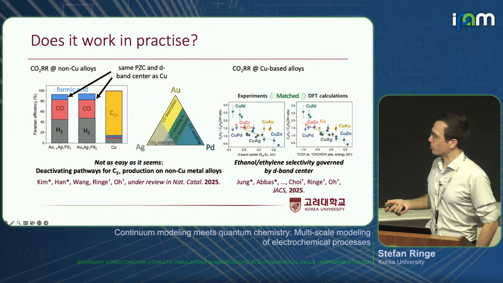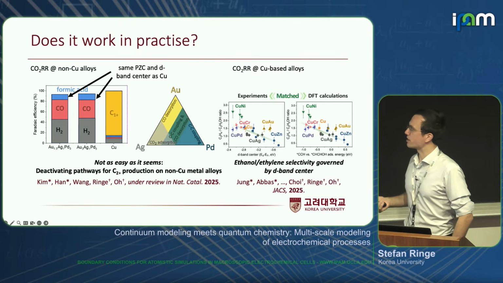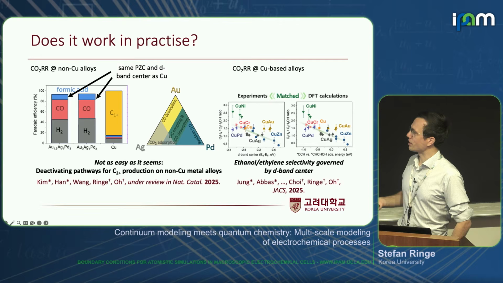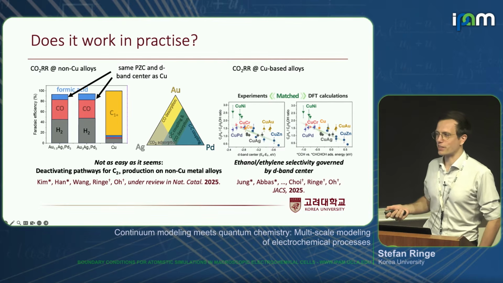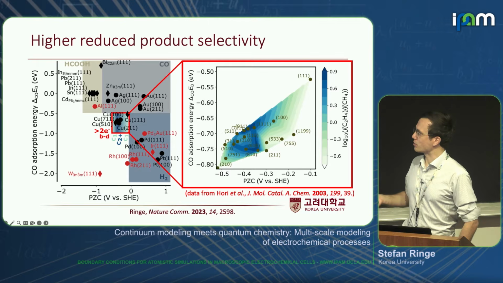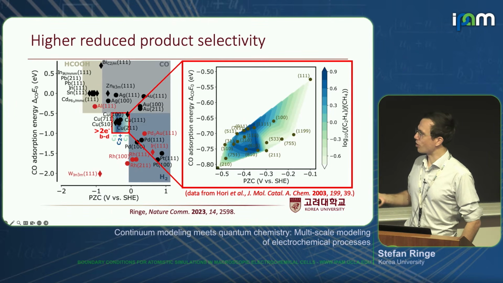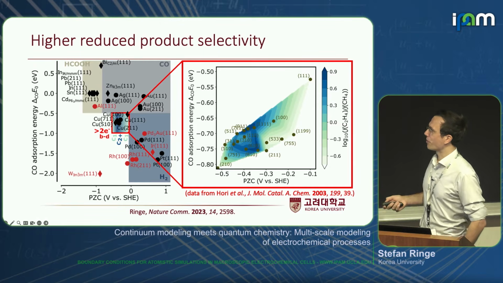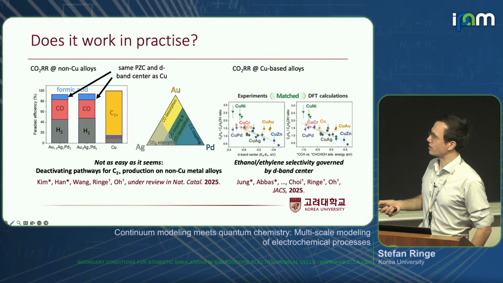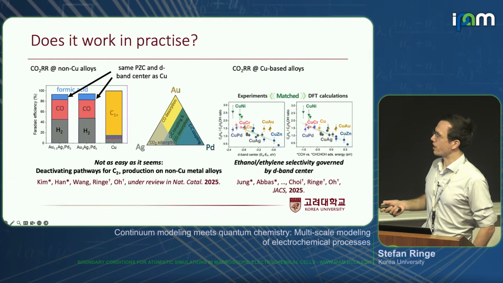So we worked with a group at KAIST to look into alloys. The first thing they did is they looked into my paper and said, okay, if this is true, let's take a ternary alloy and make exactly these conditions: the same CO adsorption as copper, the same PCC as copper. And that's what they did. So these two have exactly the same PCC and d-band center as copper.